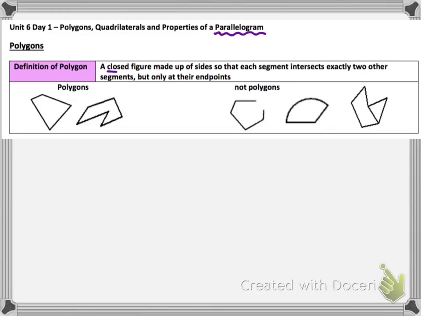Polygons are closed figures made up of sides so that each line segment intersects exactly two other segments, but only at their end points. That means it doesn't cut through.